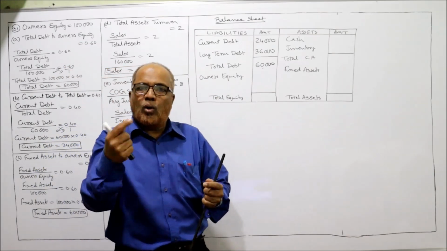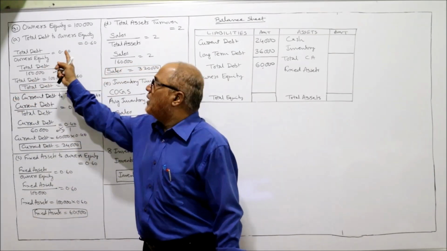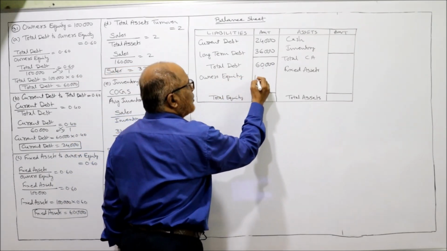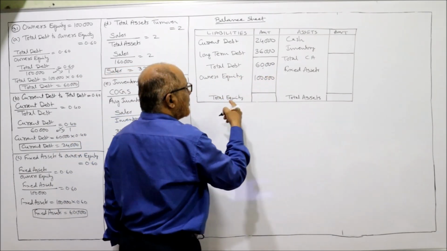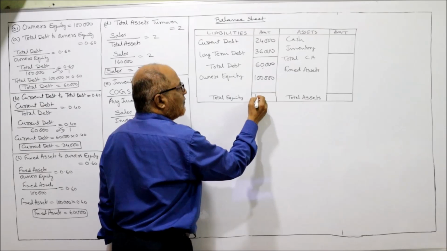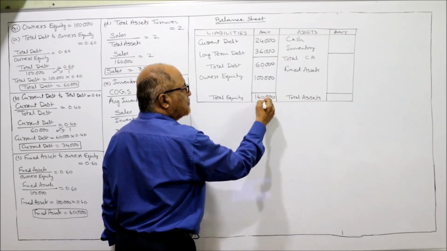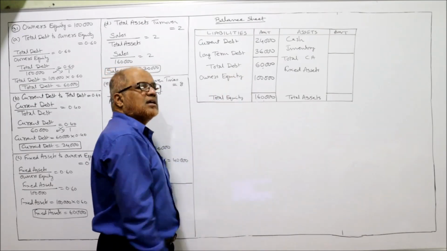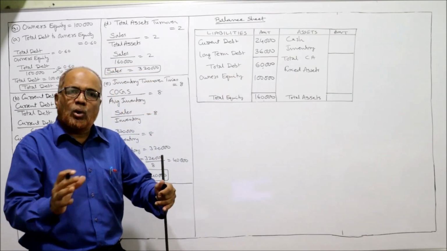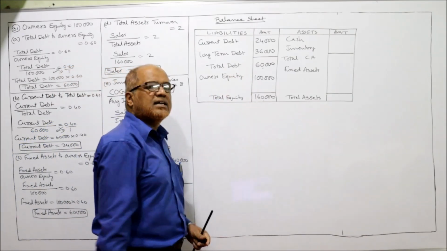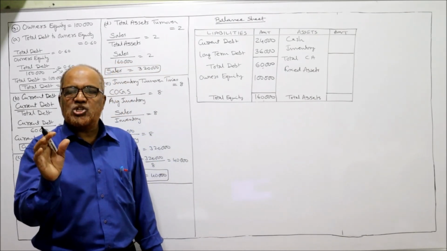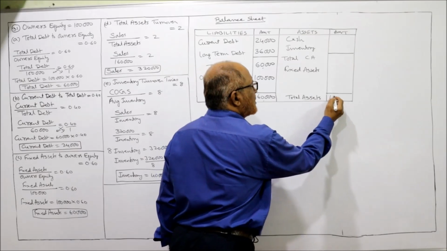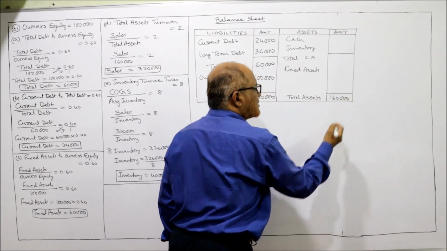That's all. Now owner's equity is given in the problem. How much is the owner's equity? 1 lakh rupees. So I am taking owner's equity 1 lakh. So what is the total equity? It will become 1,60,000. 1 lakh rupees is the owner's equity and 60,000 is the debt. So total equity will become 1,60,000. So in the balance sheet, total of liabilities and total of assets will be equal. So total assets also 1,60,000.